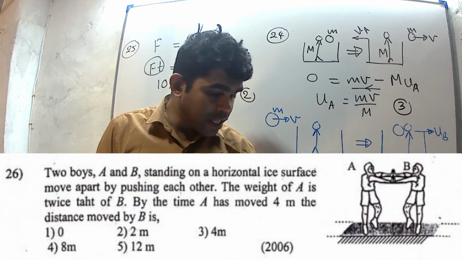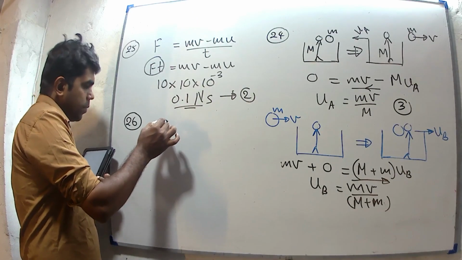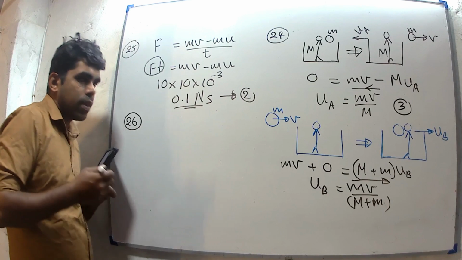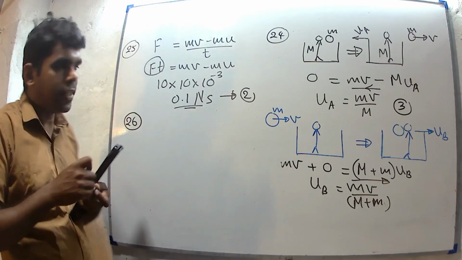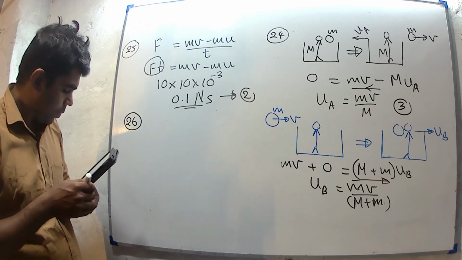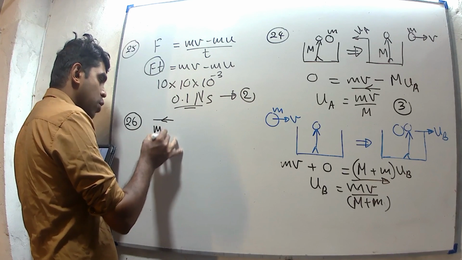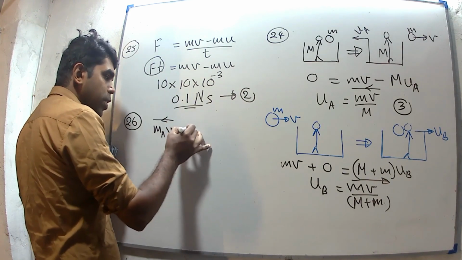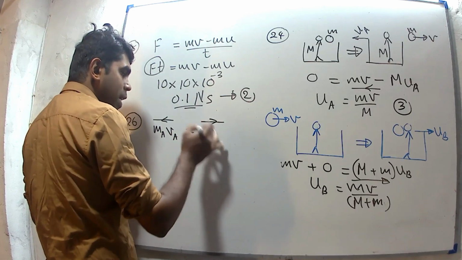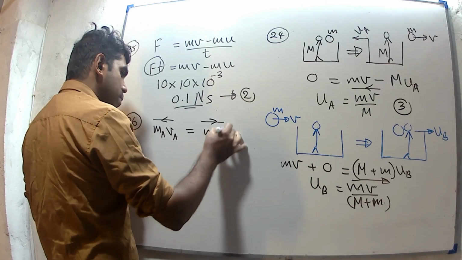4 meters. The distance moved by B is... Then considering two boys, there is an equal and opposite force on each other. Therefore, momentum of A, mass of A into velocity of A in this direction, should be equal to momentum of B in this direction, mB vB.